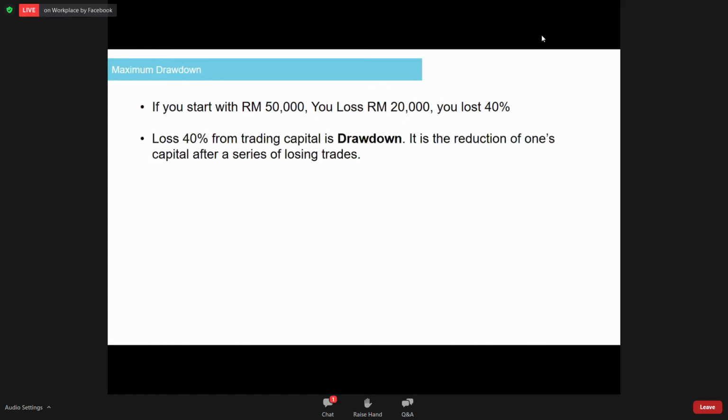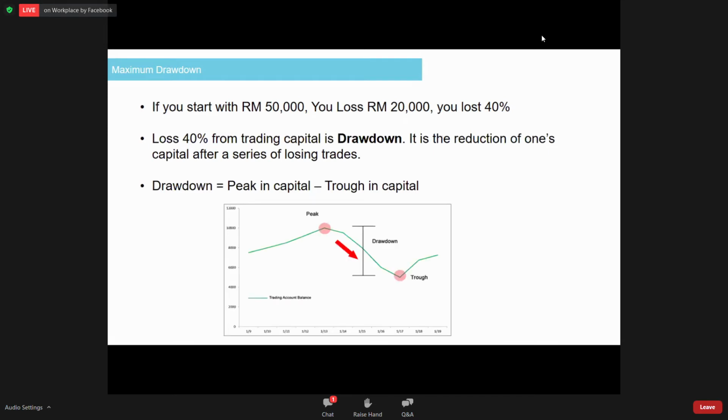If I put it into a graphical manner, this is your account level. This account starts from around 7,000, then grows to 10,000, like having a 45% return. Then at the peak, it starts having some losing trades. At the bottom, maybe it's back to below where you started, below 6,000. So there's a drawdown of about 4,000 here. Then you start rising again.